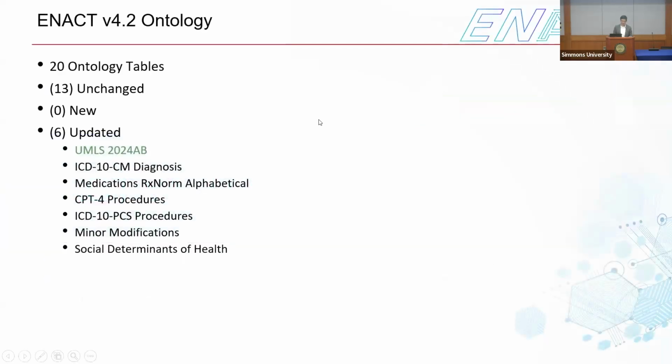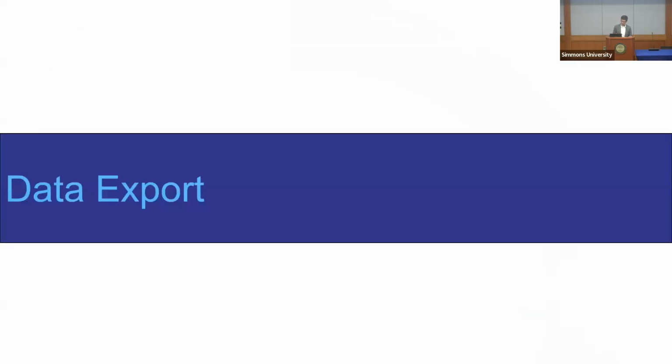Okay, so the enact 4.2 ontology. I have one slide on this. Michelle's talking more about ontology things later this afternoon, so I'll keep this very brief. There are updated tables that have been updated to the UMLS 2024a-B edition, adding new codes, diagnoses, ARCs, norms, CPT, ICD-10, and social determinants of health. So it is an incremental but important update.